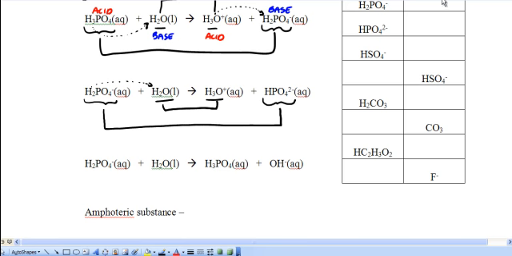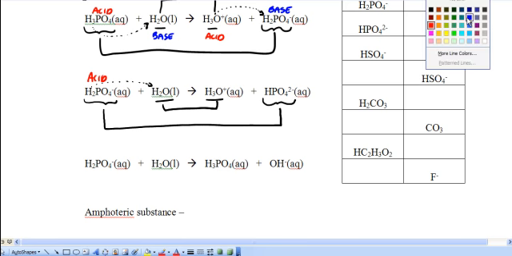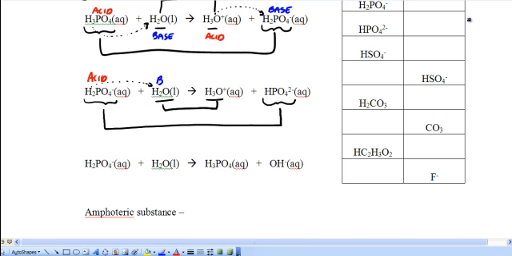But let's take a close look. Because the H2PO4 is doing the donating, that is behaving as the acid. Because the water is doing the accepting, that's behaving as the base. Now notice in the previous reaction, the H2PO4 minus was a base. Why? Because in the reverse reaction, it accepts the proton. In this reaction, it's donating the proton.